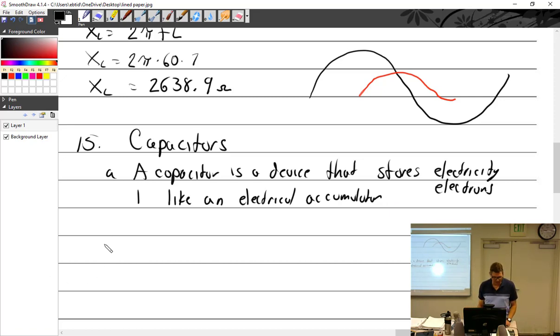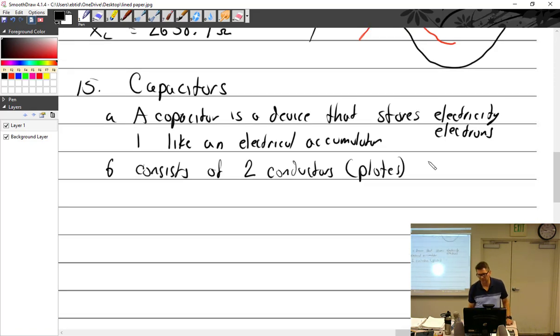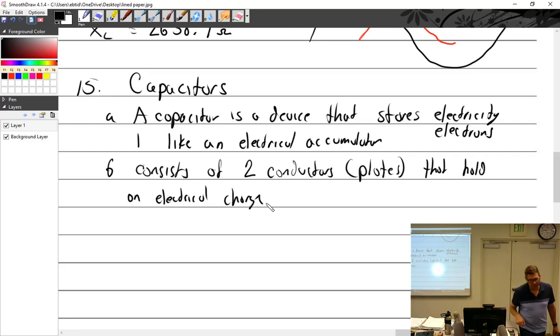All right, so it consists of two conductors, which are actually plates that hold an electrical charge. Now, things I shouldn't probably tell you. You'll figure it out.